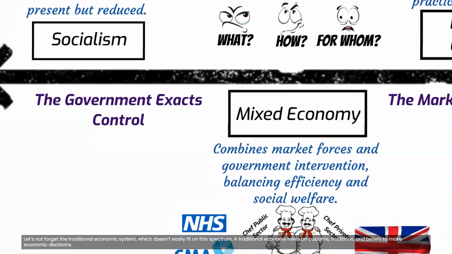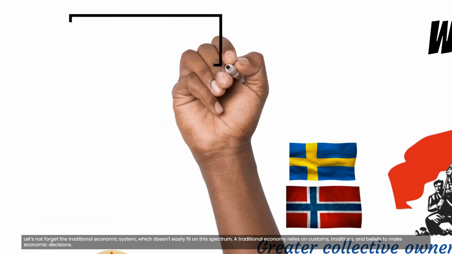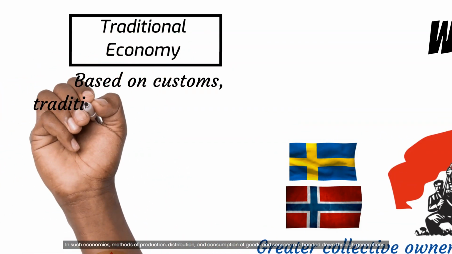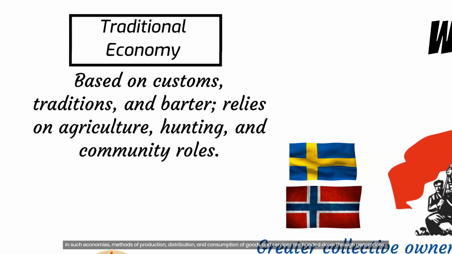Let's not forget the traditional economic system, which doesn't easily fit on this spectrum. A traditional economy relies on customs, traditions, and beliefs to make economic decisions. In such economies, methods of production, distribution, and consumption of goods and services are handed down through generations. These economies are often found in rural and farming communities, where bartering and subsistence agriculture are common.